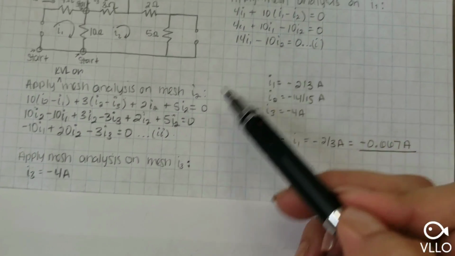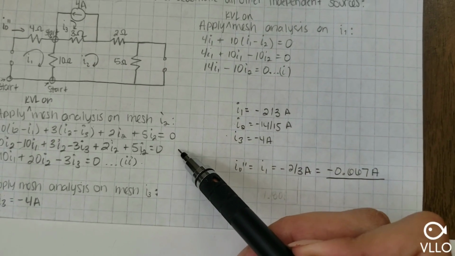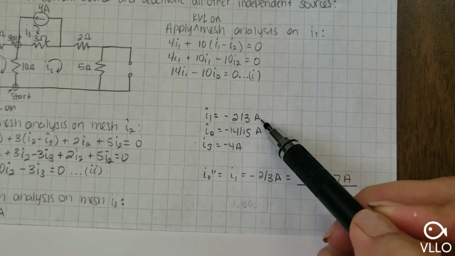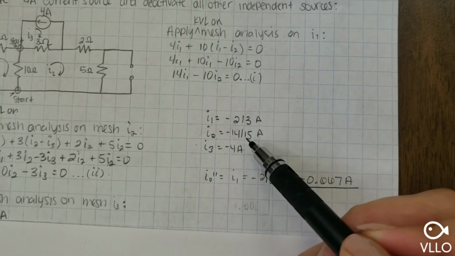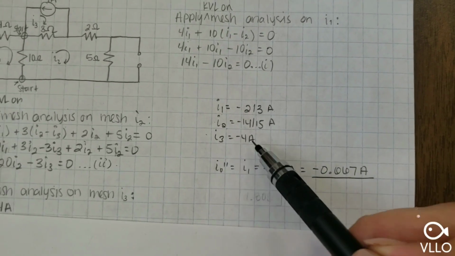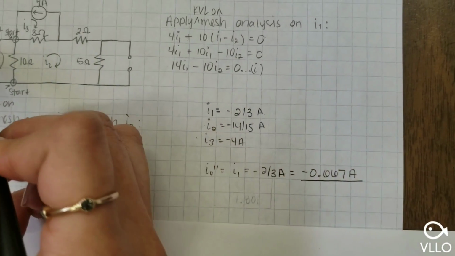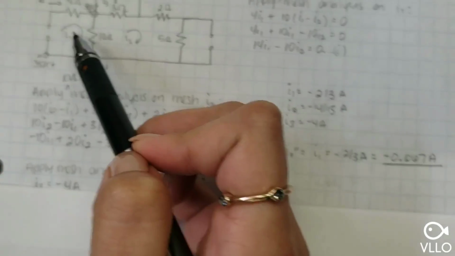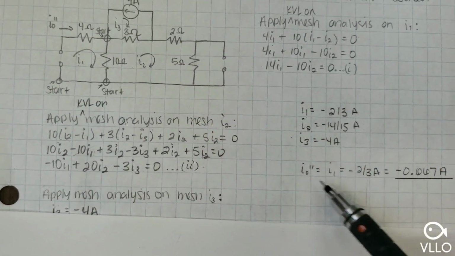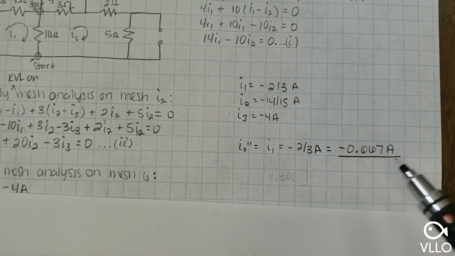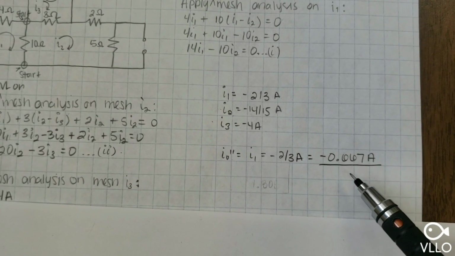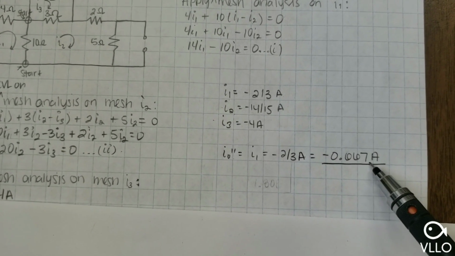When we solve for the 2 equations and our 2 unknowns, our I1 equals negative 2/3 amps, our I2 is negative 14 over 15 amps, and our I3 equals negative 4 amps. Because our I naught is going through mesh 1, I naught double prime equals I1, therefore I naught double prime equals negative 2/3 amps, which equals negative 0.667 amps.